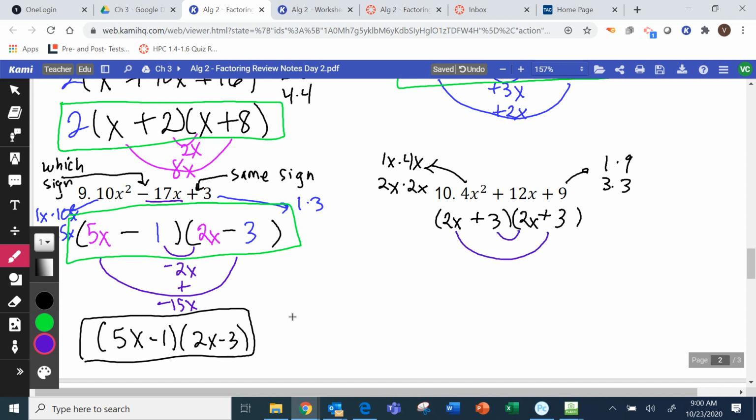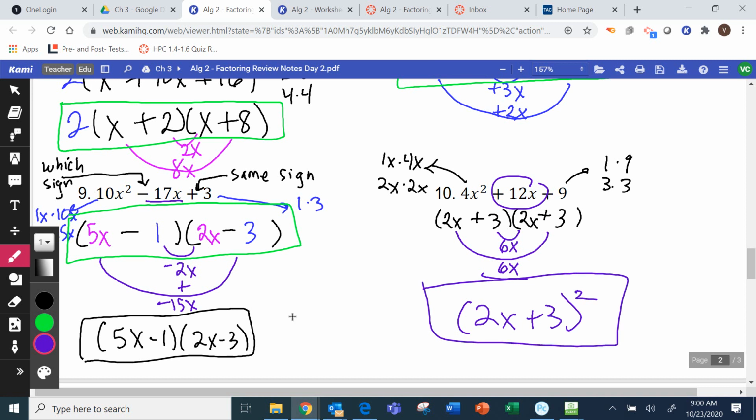And if I check that, I get 6x plus 6x, which does equal 12x. But this is not the correct answer. Why? Emma, why? Sorry, Emma, I thought maybe you knew. Because it should be written squared. It should be 2x plus 3 squared. Because there's 2 of them, they're the same, we're going to write it squared.